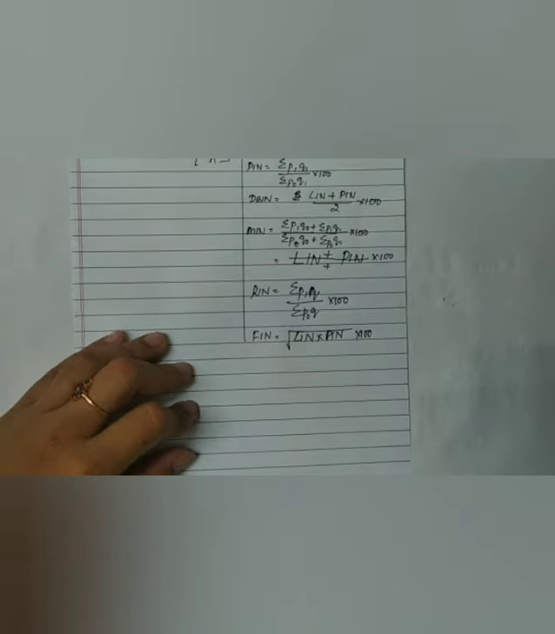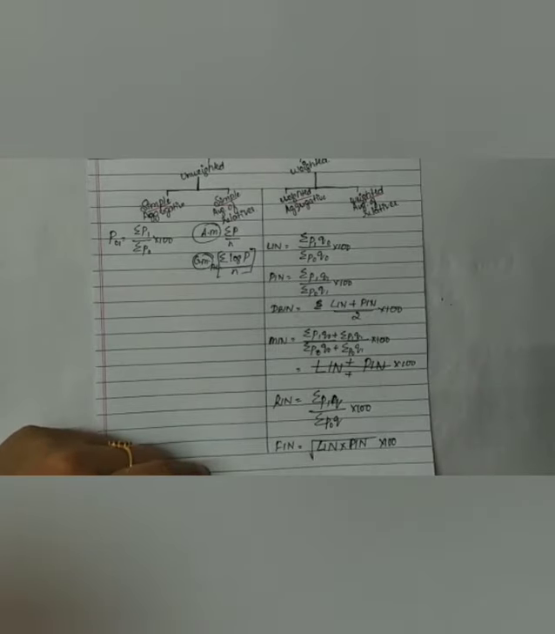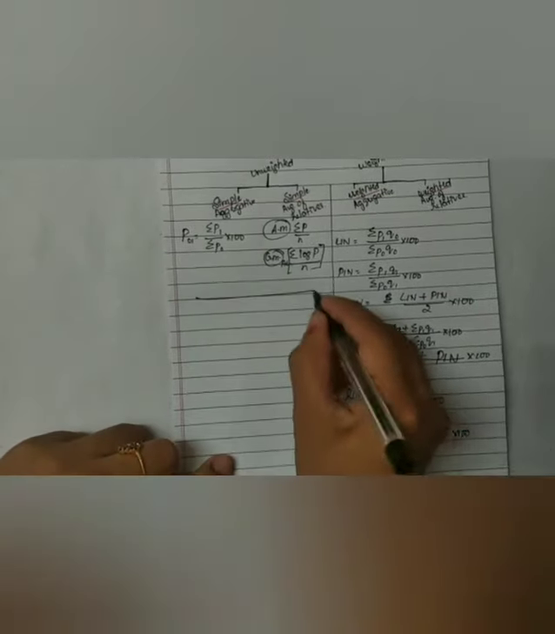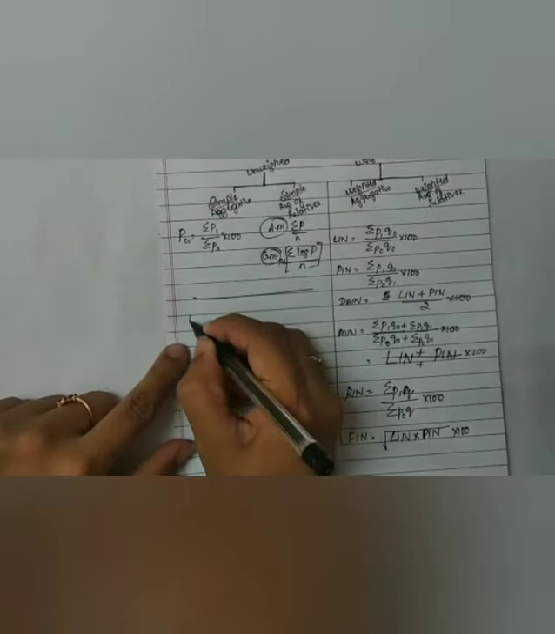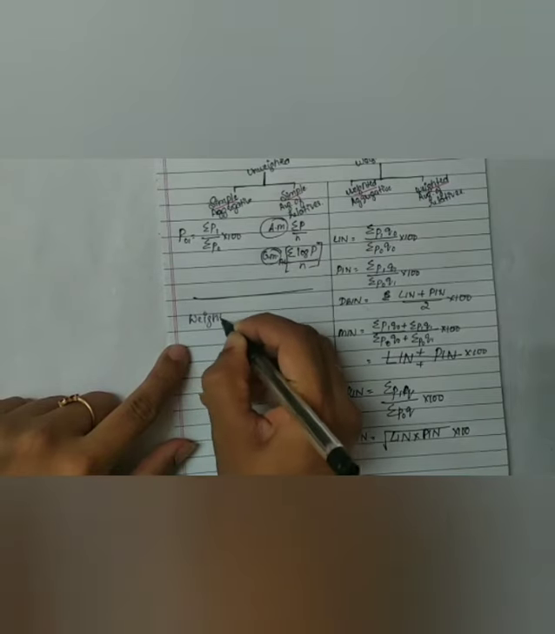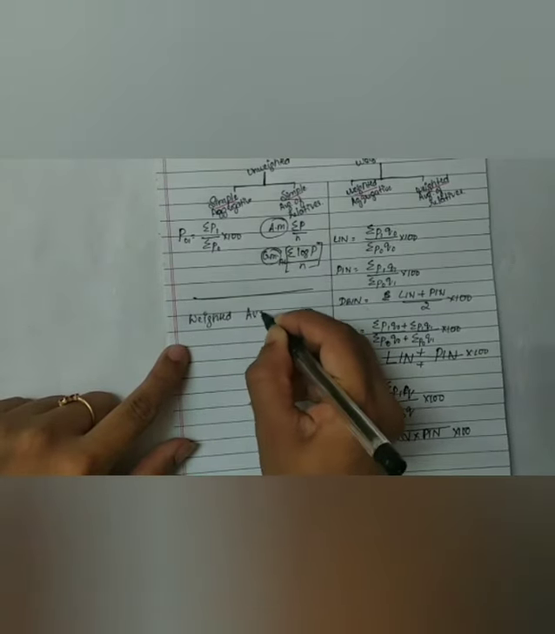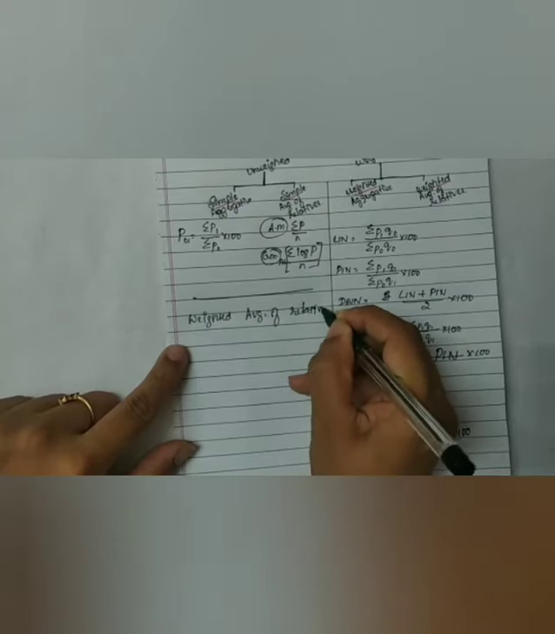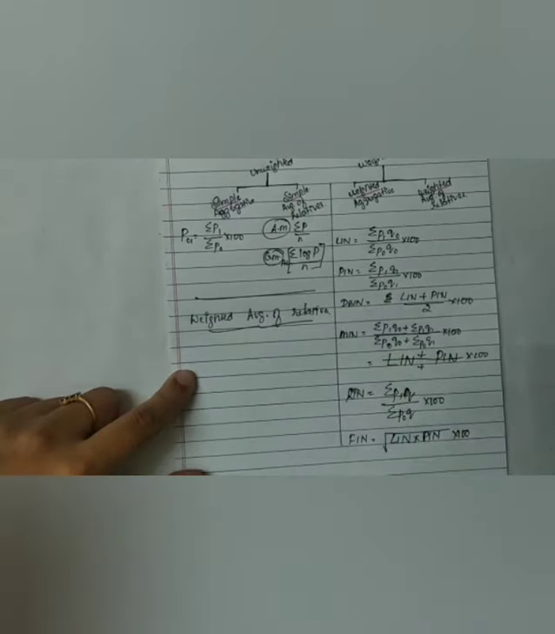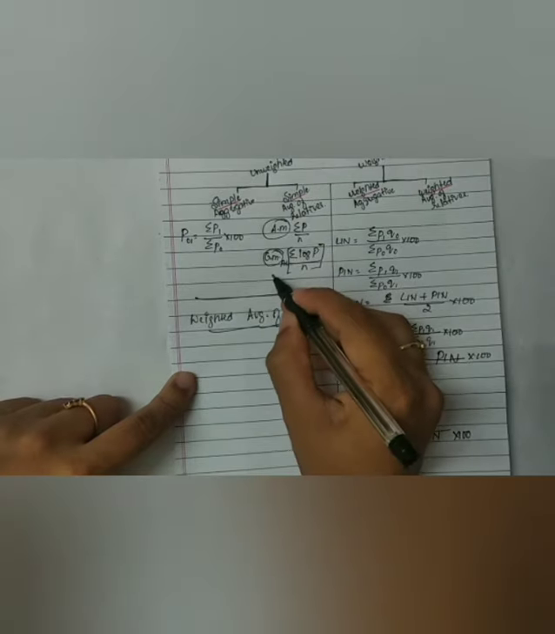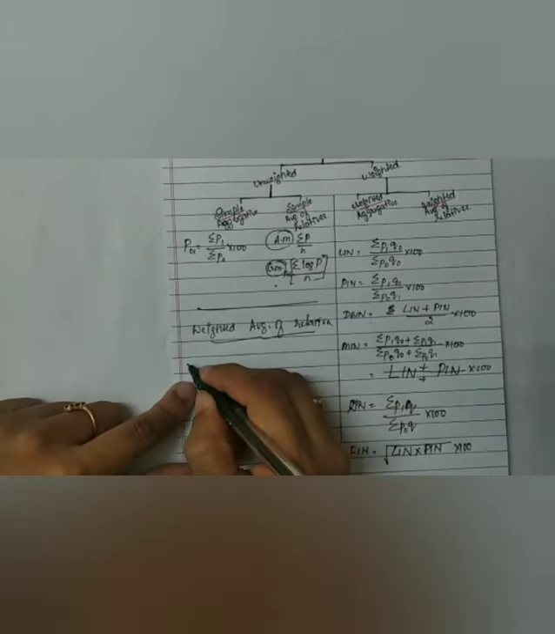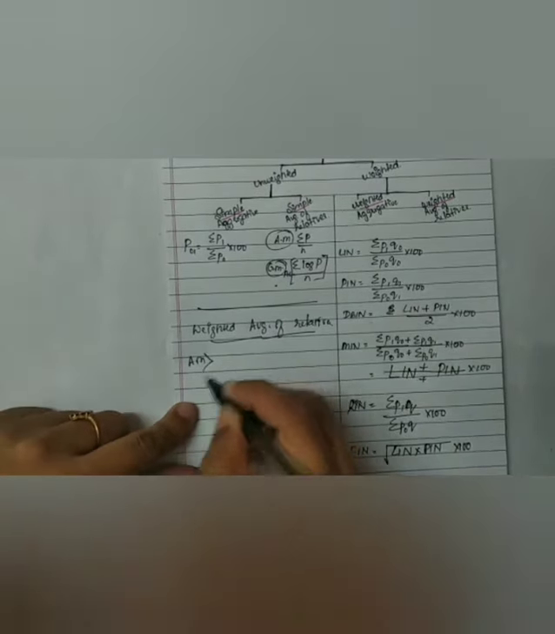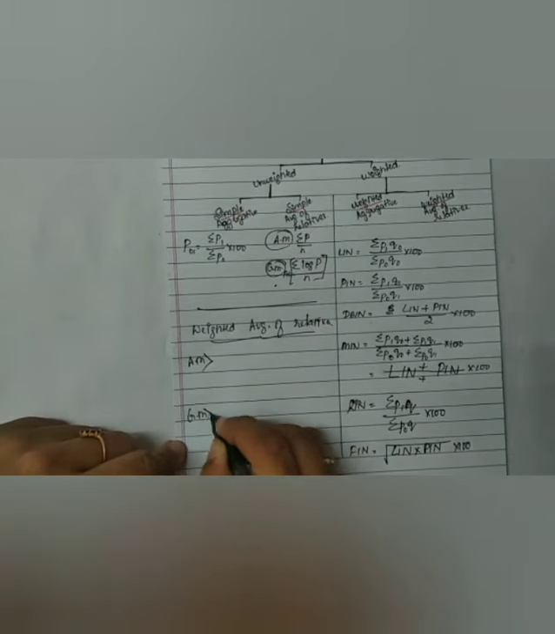Okay, now let's go for the weighted average of relatives. It is here again arithmetic mean and geometric mean will be there.